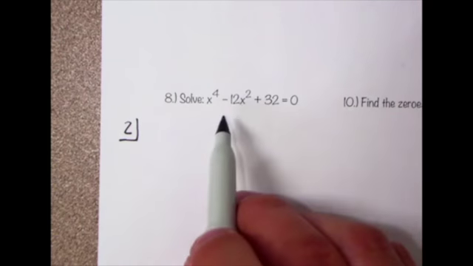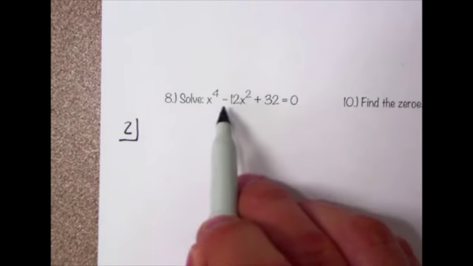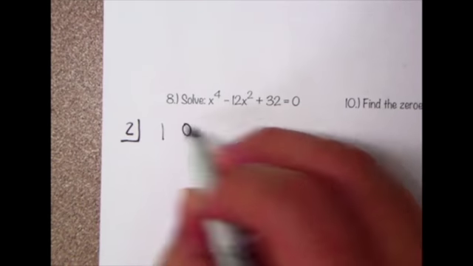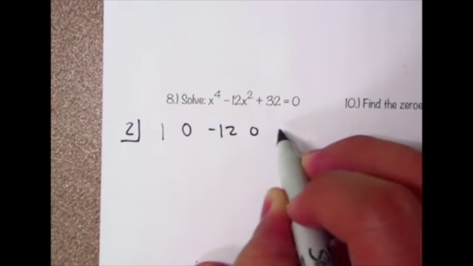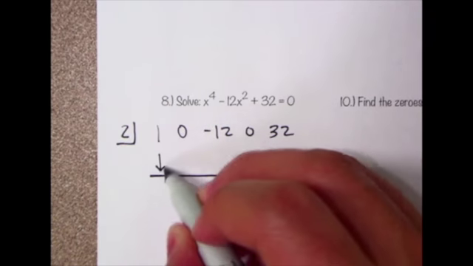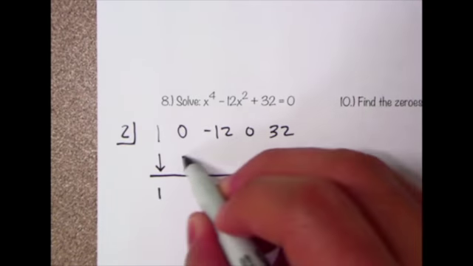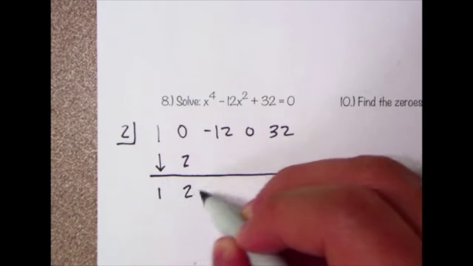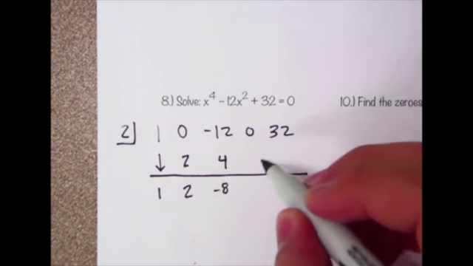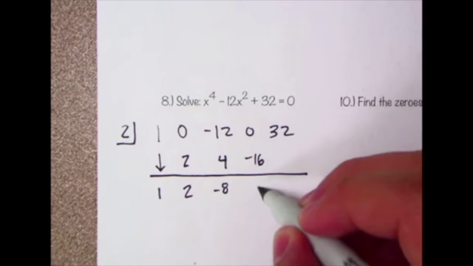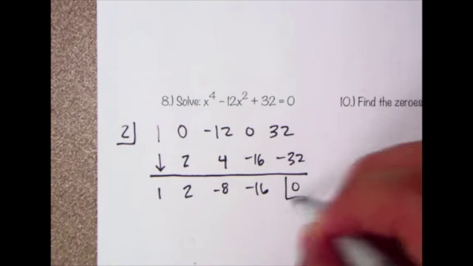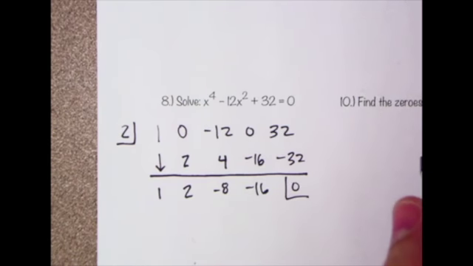Now this one you got to be careful because it skips some numbers. I do have an x to the third missing and I have an x missing. So I do have to use 1, then 0, then negative 12, then 0, then 32. Run this through, 1 comes down, so that's 1. 1 times 2 is 2, 0 and 2 is 2, 2 times 2 is 4, negative 12 and 4 is negative 8, negative 8 times 2 is negative 16, 0 and negative 16 is negative 16, and 2 times negative 16 is negative 32. Good, I got a 0 at the end, so I did everything right.